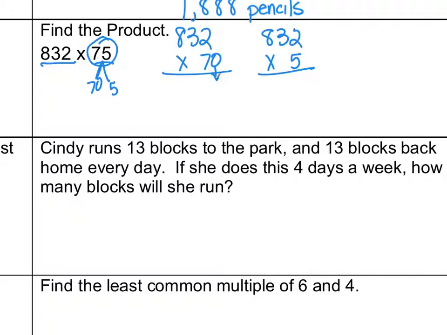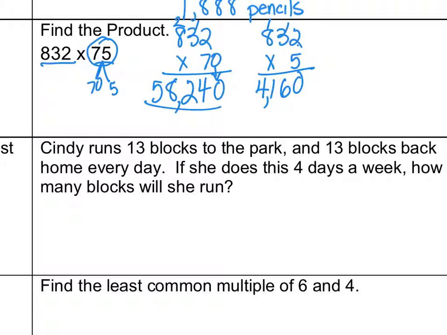Let's bring that 0 straight down. 7 times 2 is 14. 7 times 3 is 21. Plus 1, 22. 7 times 8, 56. Plus 2 is 58. Put in the comma. There we go. Now 5 times 2 is 10. 5 times 3 is 15. Plus 1 is 16. 5 times 8 is 40. Plus 1 is 41. Put in our comma.